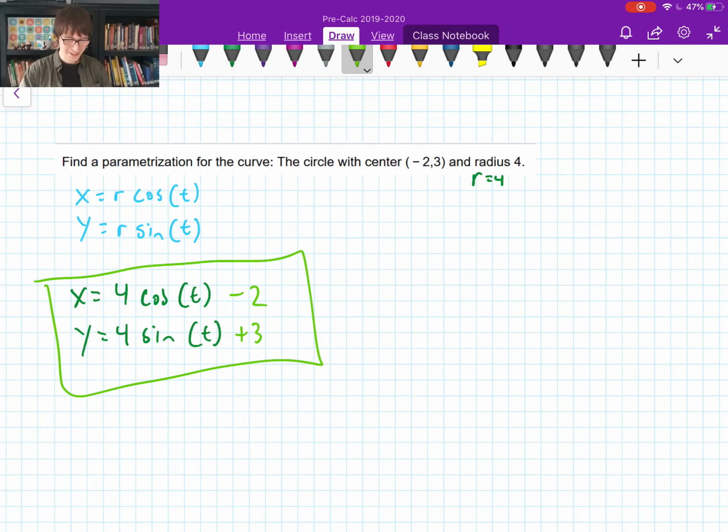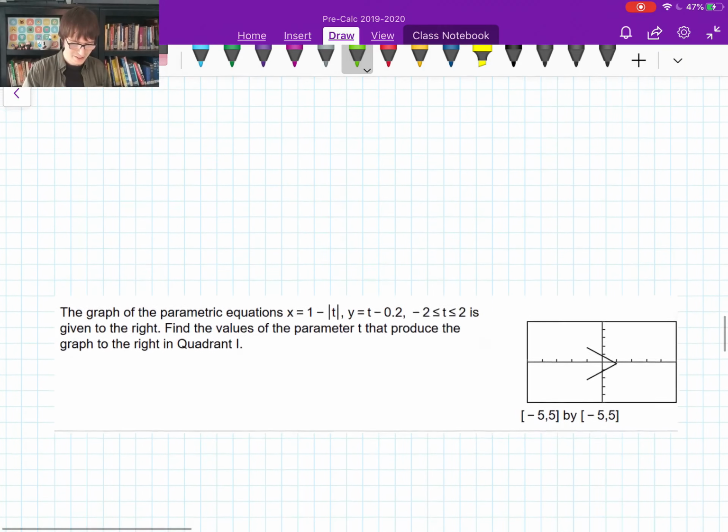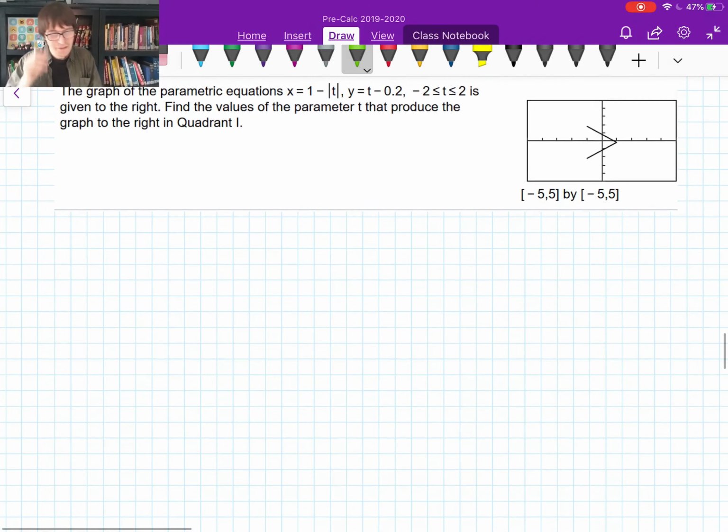And it's a circle. So we're good to go. With the next problem, it says the graph of the parametric equations x equals 1 minus the absolute value of t. Interesting, we've got these lines again, and you'll notice that I'm using the word absolute value instead of magnitude.